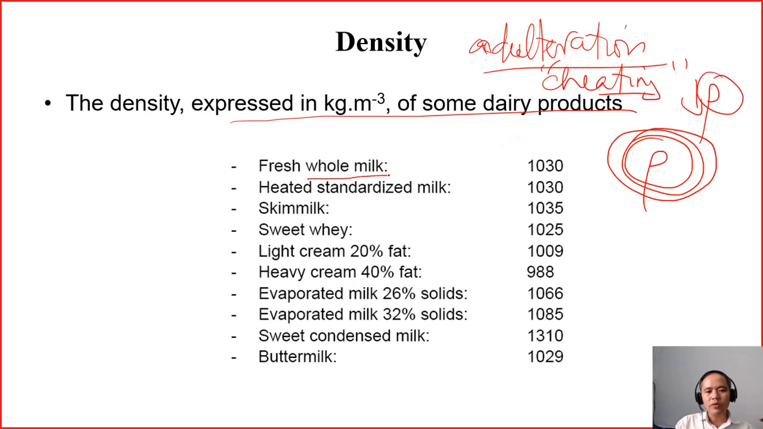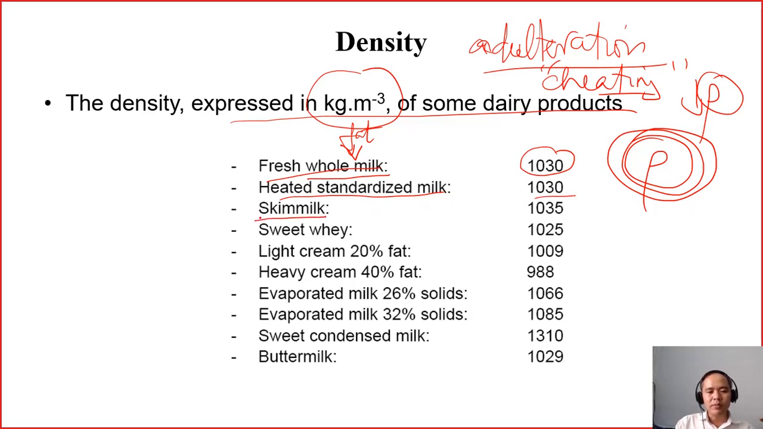This is whole milk. Whole milk is also called whole fat milk. The milk is from the beginning. Okay, fresh whole milk, the density is 1030 kilograms per cubic meter. Heated standardized milk, when we do not change anything, then the density doesn't change.